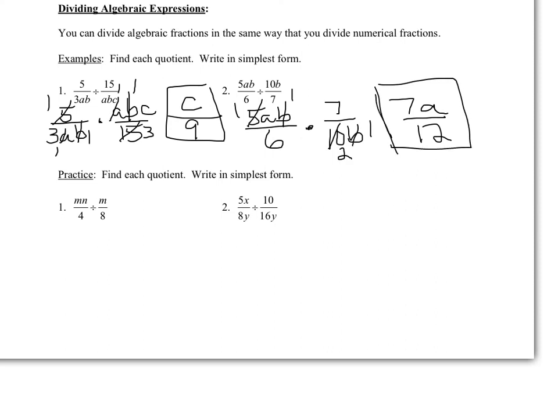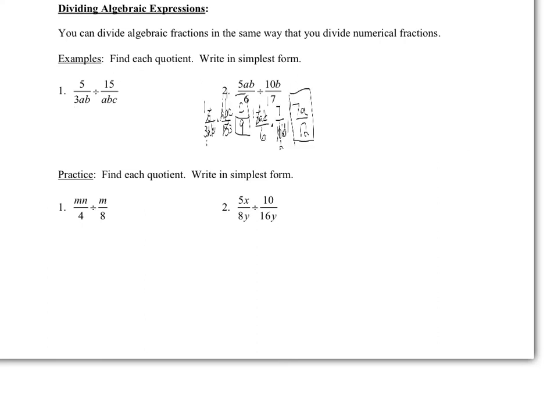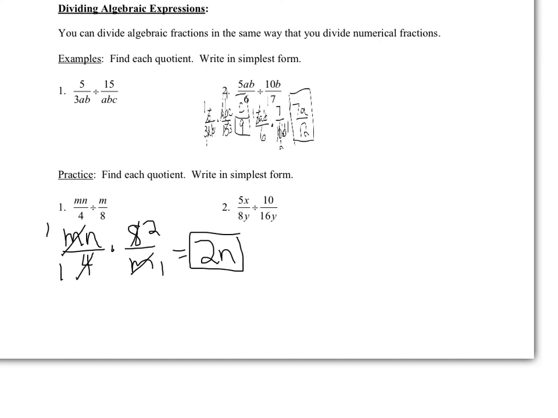All right, so why don't you pause the notes, try these two practice problems, and then start it up again when you've got it done to check your answers. So pause. Okay, let's quickly go back over these practice problems. In this one, we're going to have mn over 4. That first fraction stays the same. The reciprocal of m over 8 is 8 over m. And with the numbers, we can divide by 4 and get 1 and 2. And then m divided by m is 1. So we're left with 2n, and just a 1 in the denominator, so it'll be just 2n.